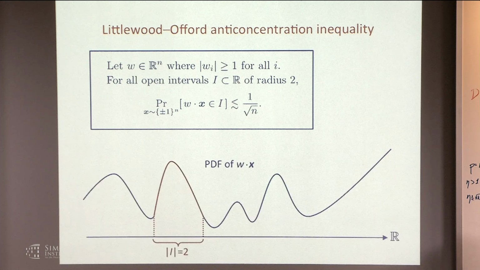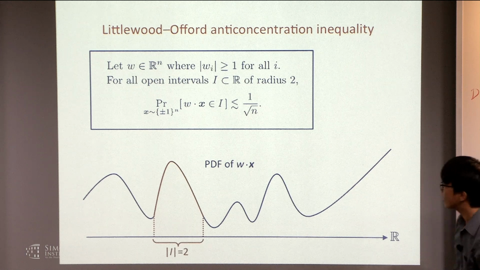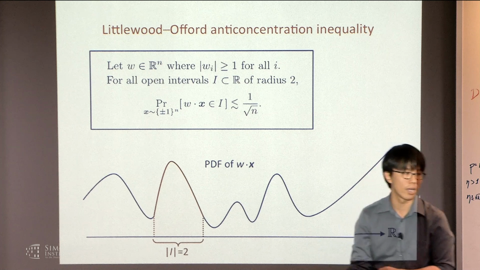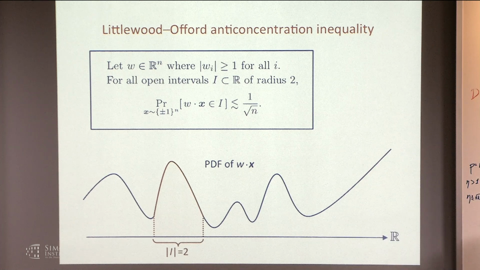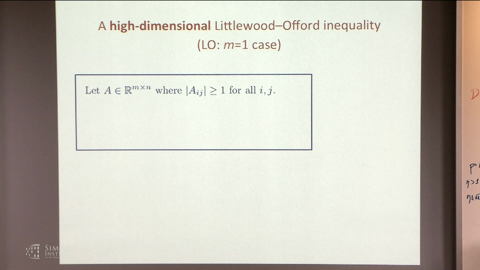And in fact, pictorially, W dot X is a discrete sum, but imagine it looks like this. Any way you slide this interval of width 2, you catch at most 1 over root n of the Boolean mass. And in fact, we know exactly what the right answer is, and it's exactly tight when W is the all ones vector. So here's what we needed.